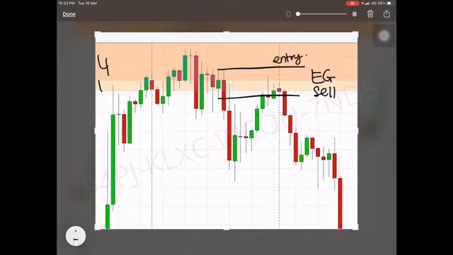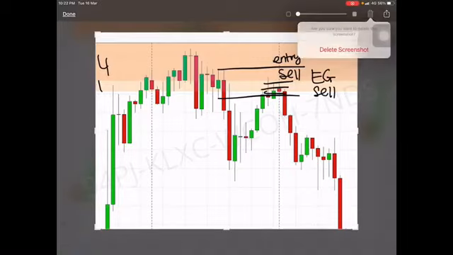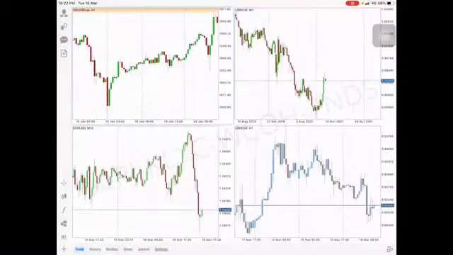What are we looking for? Are we looking for sell or are we looking for buy? Sell. So sell on this area. Is it clear to you now? Do you understand? Okay, so let's do some other pair.